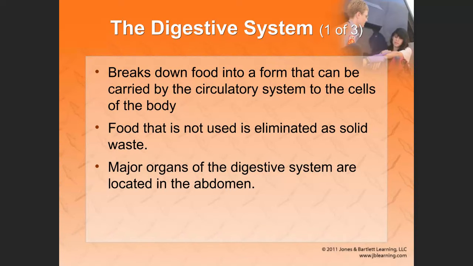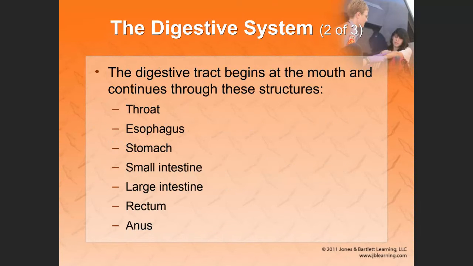Now, the digestive system. The purpose of the digestive system is to break down food into a form that can be carried by the circulatory system to the cells of the body. The food that is not used is eliminated as a solid waste. Major organs of the digestive system are located within the abdomen. The digestive tract begins at the mouth and continues throughout these structures.